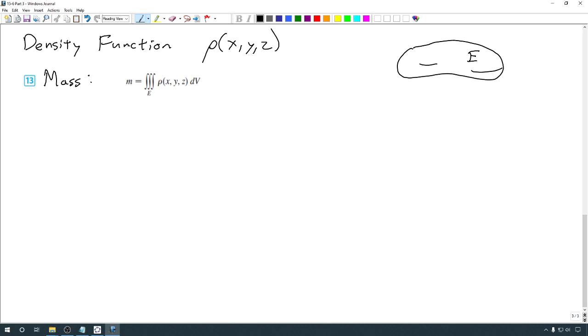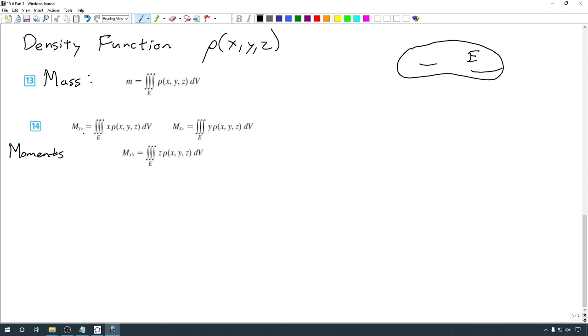We can also compute the center of mass. Basically, we're going to be computing the balancing point of the solid, where essentially we could treat the entire mass of the solid as being at that point. We have to compute first the moments around the coordinate planes. So we have these various formulas.